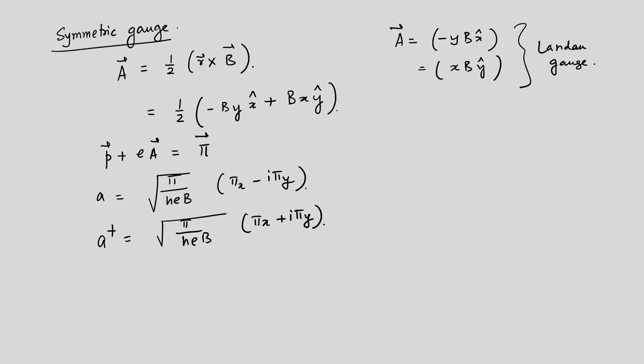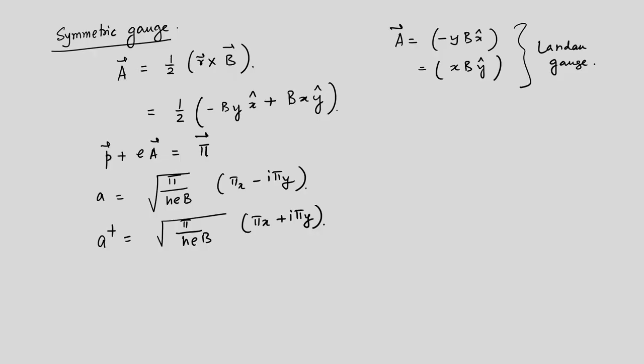In order to do that, we have noted that the most suitable gauge here is the symmetric gauge and not the Landau gauge that we have seen earlier. In this symmetric gauge, we do the problem of electrons in a magnetic field and find out the energy eigenvalues. In order to do that, we have written down some annihilation and creation operators in terms of the non-canonical but gauge invariant momentum pi, that is, its components pi x and pi y.